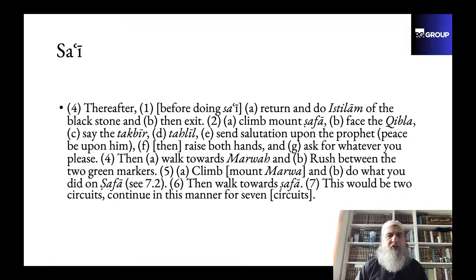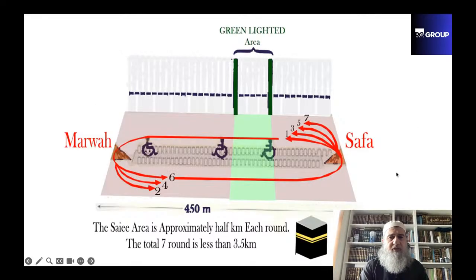And then when you reach there, you climb Mount Marwa. This time you will not be able to see the Kaaba, so you will face the approximate direction of the Kaaba. Qibla will suffice. And you will do exactly what you did at Safa, at Marwa. And then once you've done that, you will come down the other end. And again, you'll do the same thing of speeding up. And you will do 7 circuits in this way.